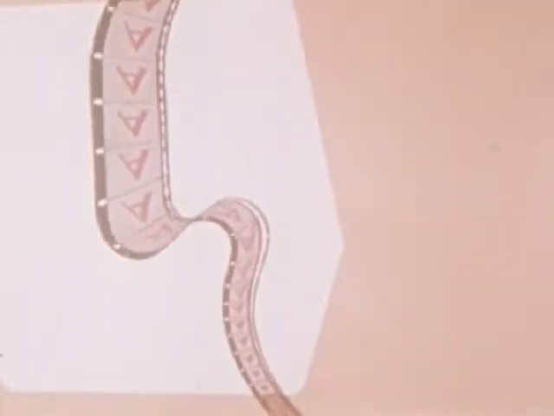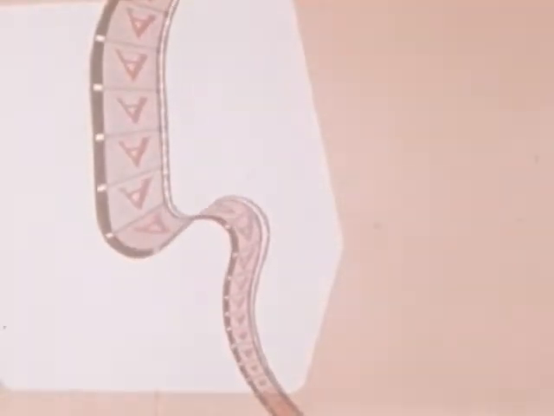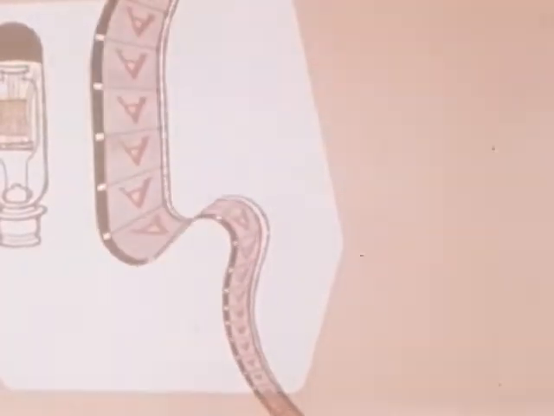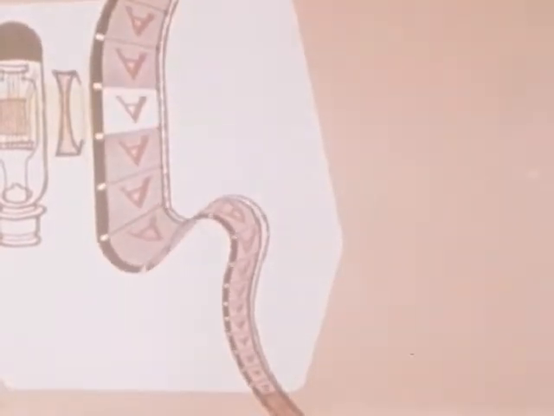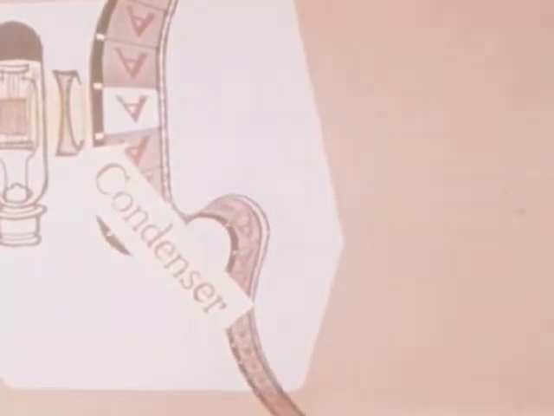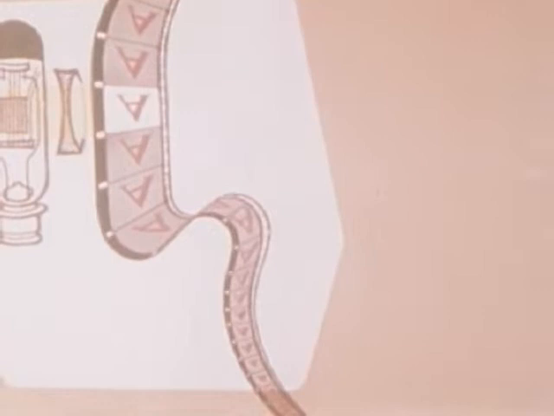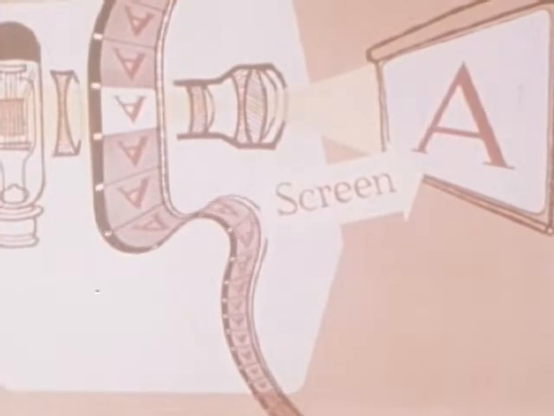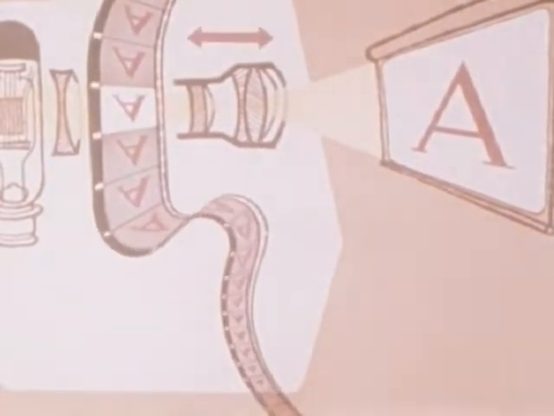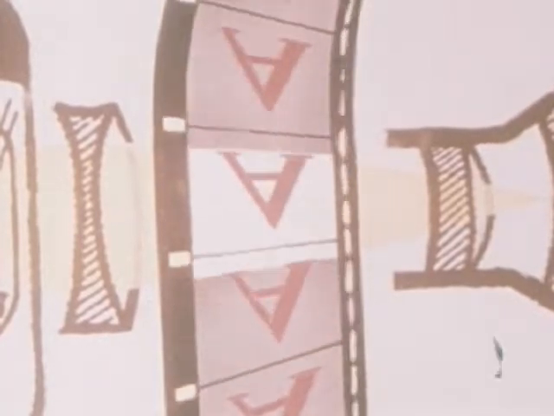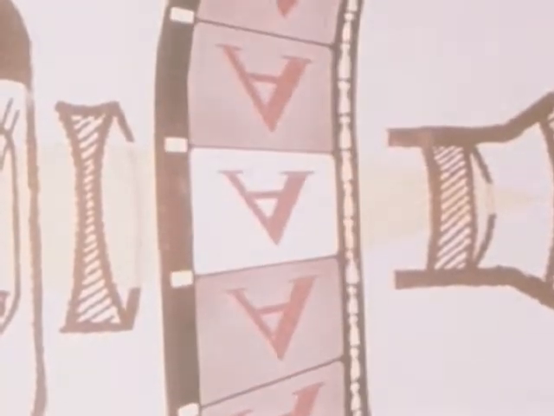As the film moves through the projector, it first enters the picture section. In this section is the projection lamp, which is a very bright light source. This light is concentrated on a single frame of the film by a condenser lens. The brilliantly illuminated frame of the film is then projected by the projection lens onto the screen. The lens is moved to focus the picture. As the film moves through the picture section, it stops momentarily on each frame. In a sound projector, this happens 24 times a second.